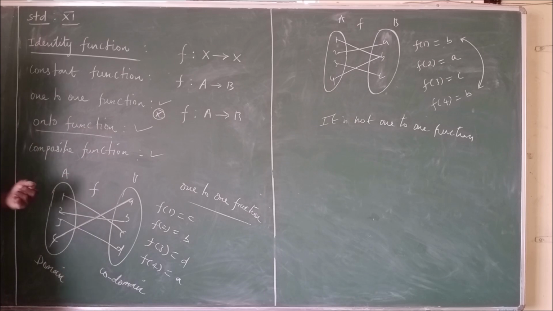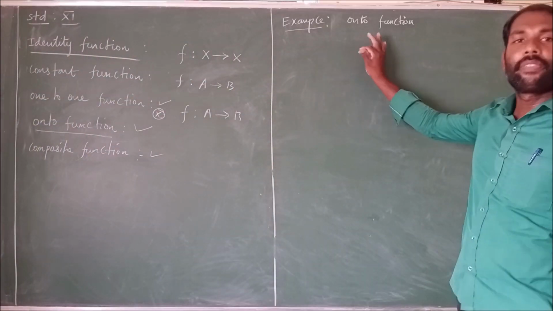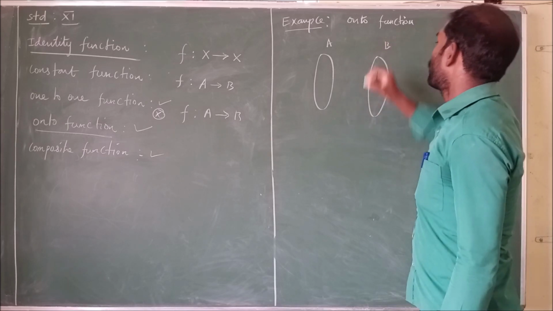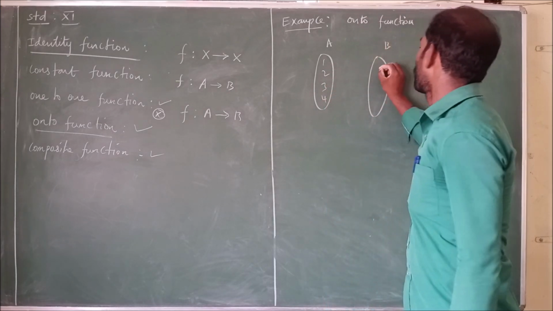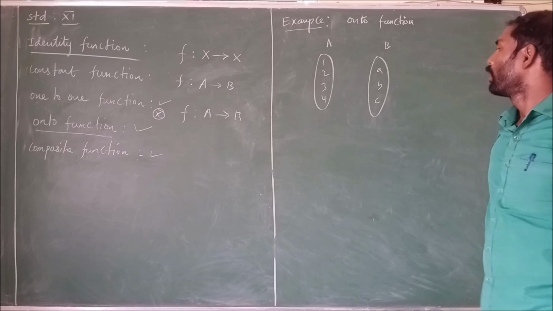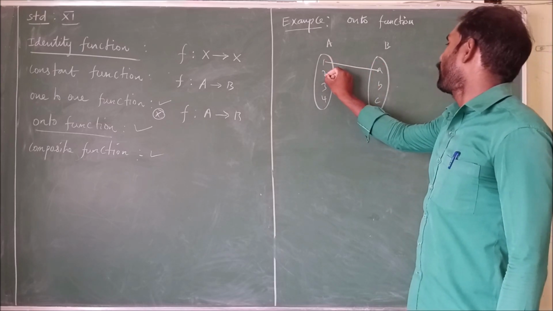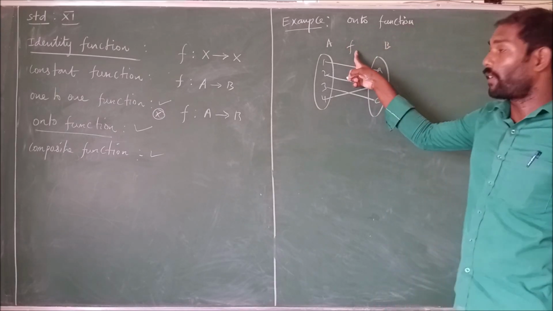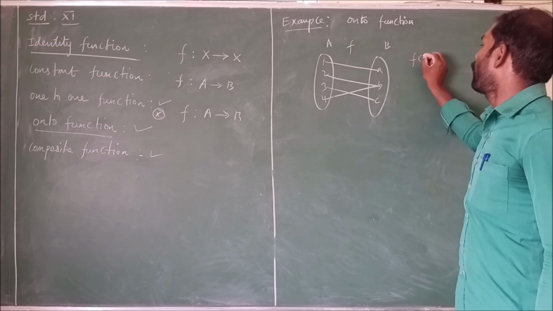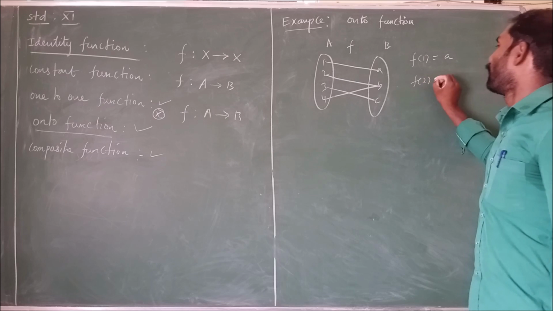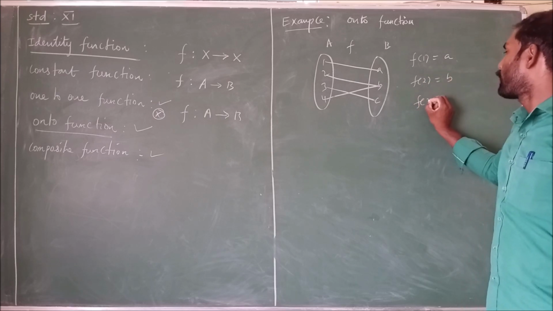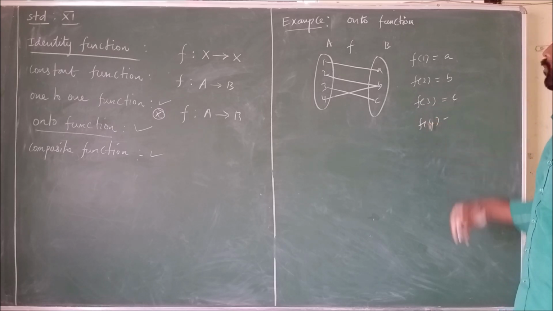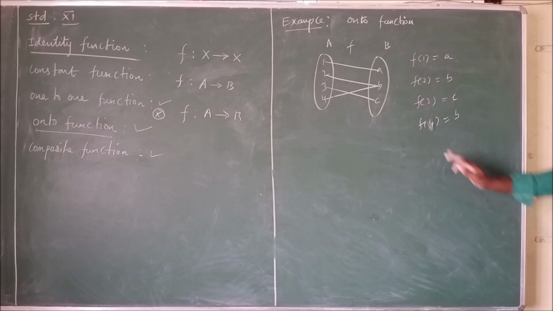The fourth one is onto functions. What is an onto function? Example of an onto function: A is the domain and B is the codomain, with 1, 2, 3, 4 and A, B, C. 1 is mapped to A, 2 is mapped to B, 4 is mapped to B, 3 is mapped to C. F of 1 maps to A, F of 2 maps to B, F of 3 maps to C, F of 4 maps to B.